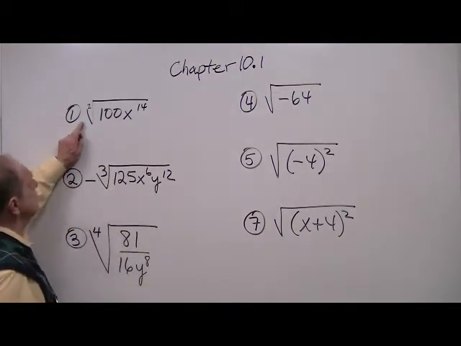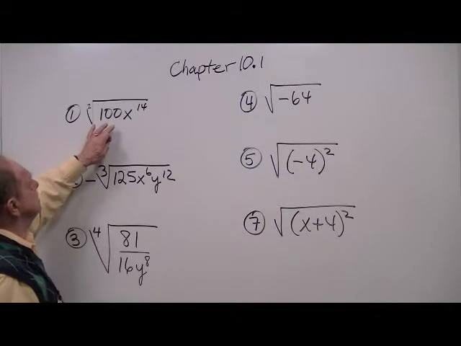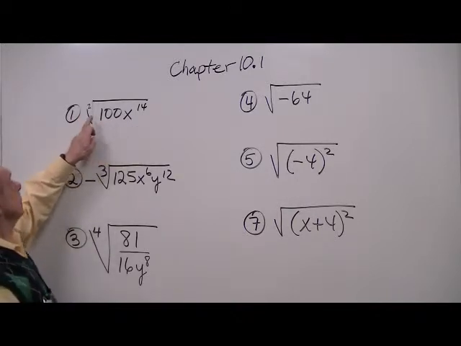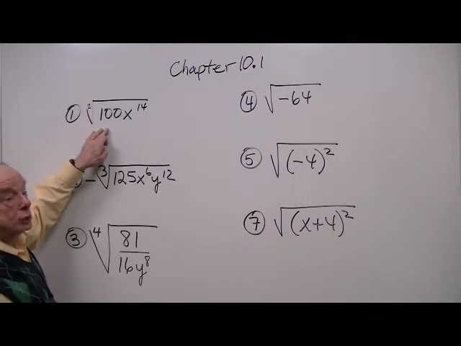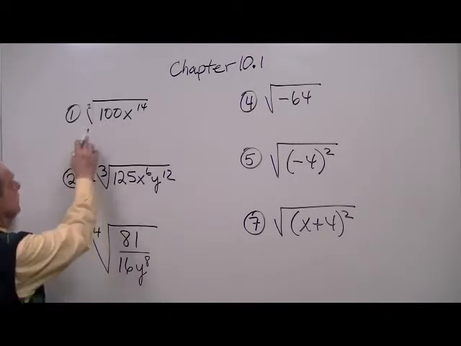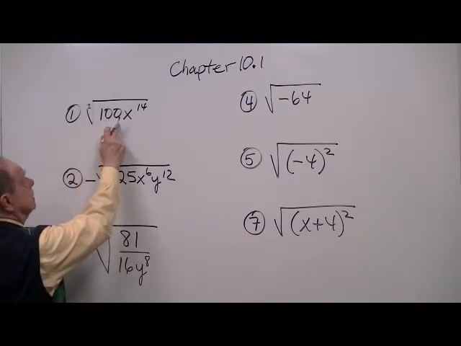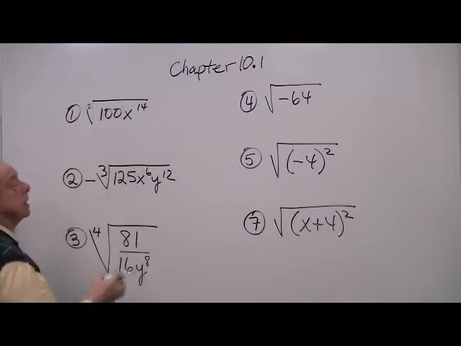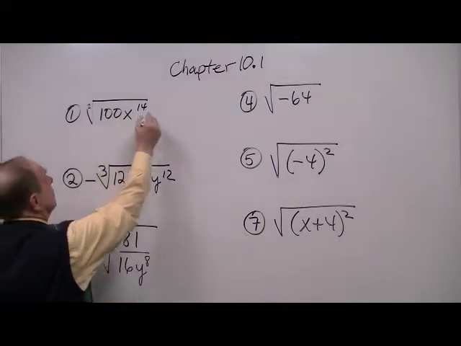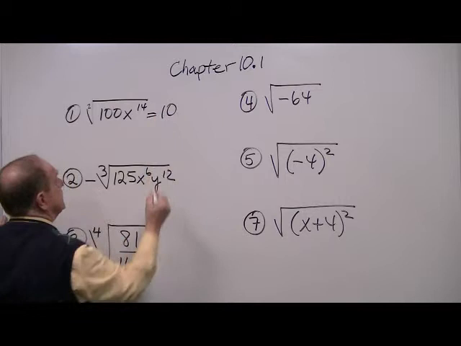Now, what they're asking you to do here is, with the radical sign, which is sometimes referred to, if it's a 2, as the square root sign, that's an operation. They're asking you to take the square root, or the second root, of 100. And what that is, is a number times itself that equals 100. So the square root of 100 is 10.